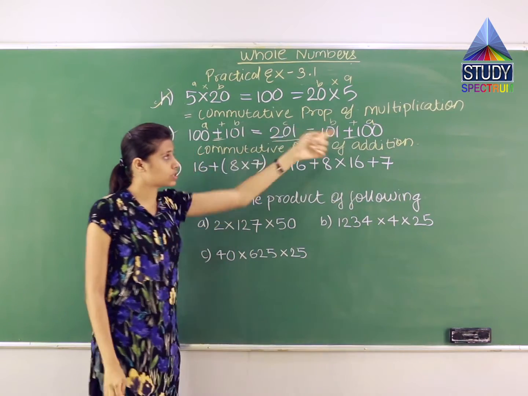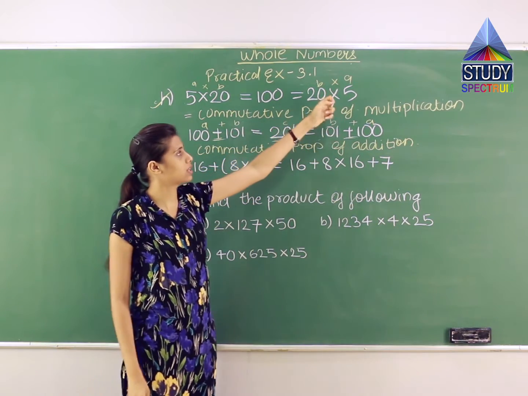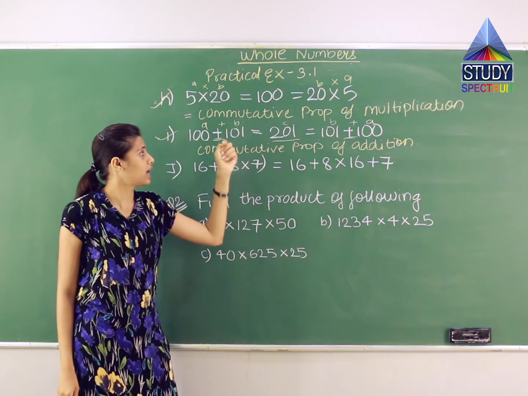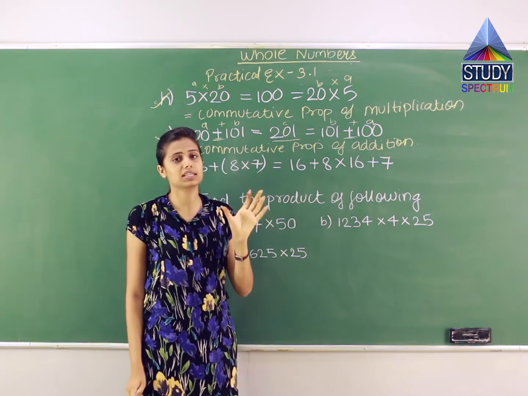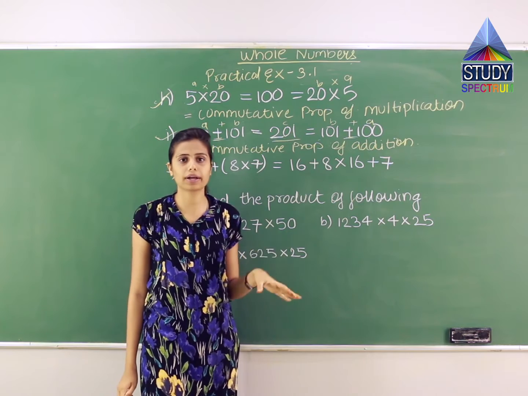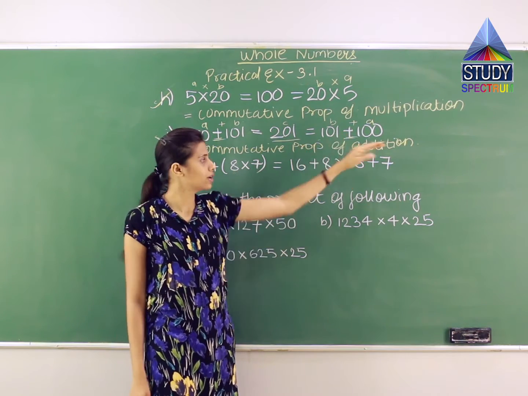So clear with this, it was the commutative property of multiplication because there was a multiplication sign in between. Now over here I have an addition sign, which says that the place of the numbers does not matter. So it is the commutative property of addition.